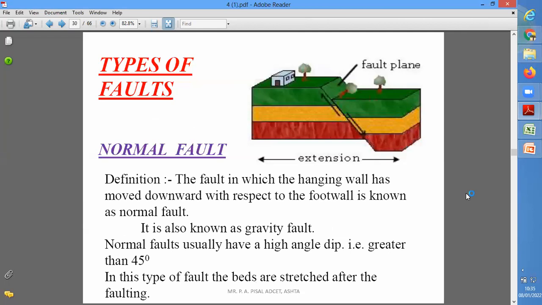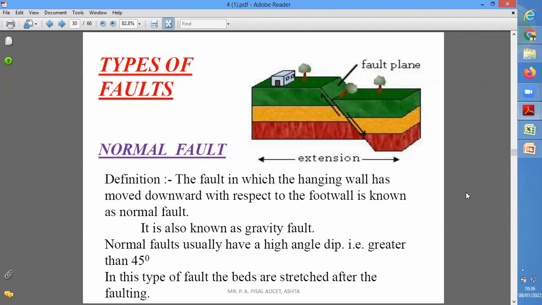So now we are going to discuss the types of faults. In the fold we have discussed the different types of the fold. Now today we are going to discuss different types of the faults. First one is the normal fault, second one is the reverse fault, next one is the step fault, another one is the horst, another one is the graben fault, etc.